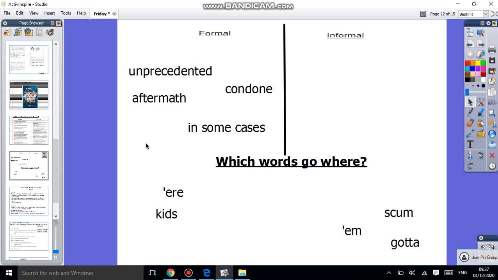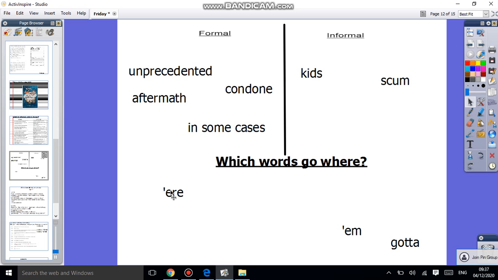And then we've got some informal language. We've got kids. Now, kids is actually informal because formally we would say children. The children, not the kids. We've got scum. Okay, scum is a bit of an insult. You might say this person is scum. You might say, if you're Batman, I'm tired of this villainous scum.